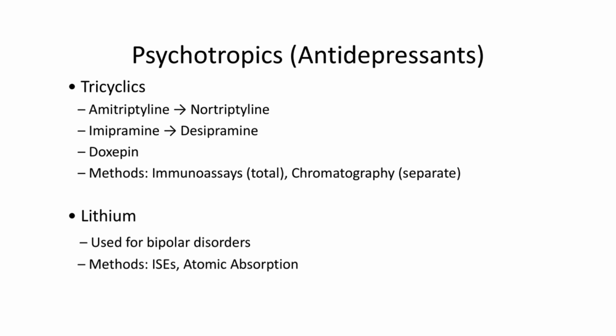Among the psychotropics, tricyclic antidepressants are important to monitor. Amitriptyline is metabolized into nortriptyline, and imipramine is metabolized into desipramine. Both metabolites can also be given separately. Doxepin is another tricyclic drug in this group. For monitoring, immunoassays measure the total drug, meaning both parent compound and metabolite together, while chromatography techniques such as liquid chromatography and gas liquid chromatography can measure the parent and metabolites separately.